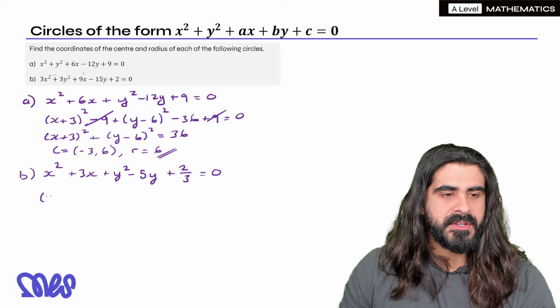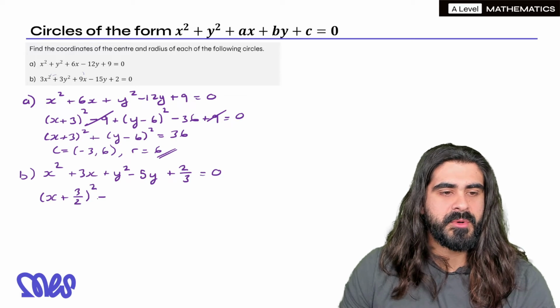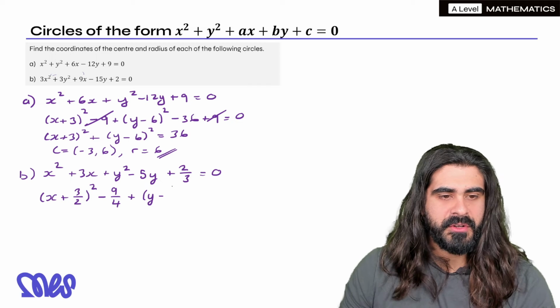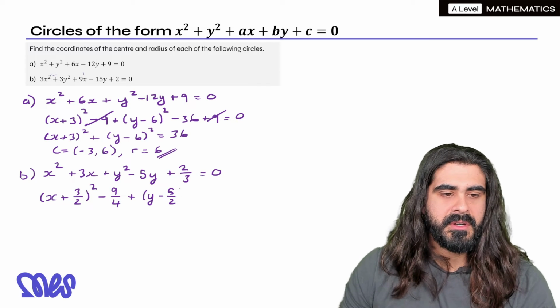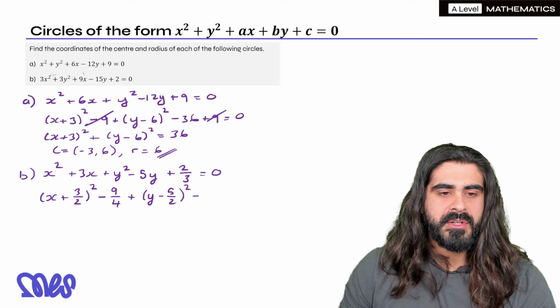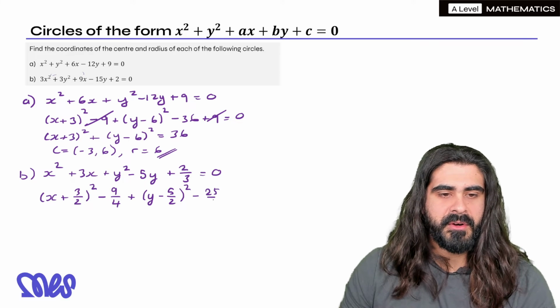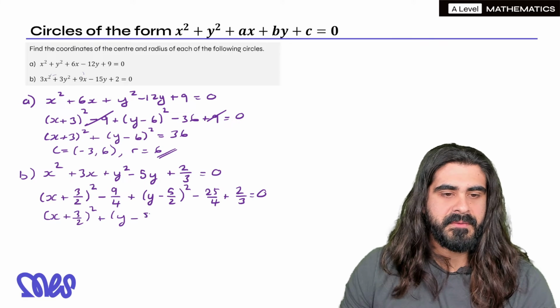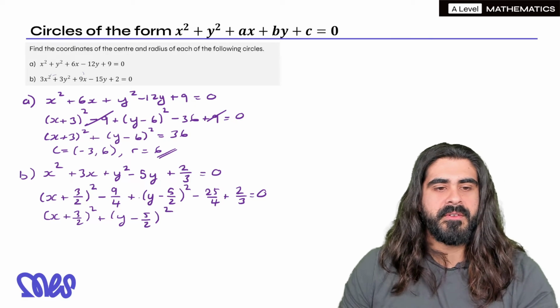Then we apply our process. So it's x plus half the coefficient of x, which would be 3/2, squared. Subtract this number squared, well, we square the top and we square the bottom. Plus y minus half the coefficient of y, which would be 5/2, squared, minus this number squared, which would be 25/4, plus 2/3 equals 0. So we're left with x plus 3/2 squared plus y minus 5/2 squared, and then we're going to move everything to the other side, right?